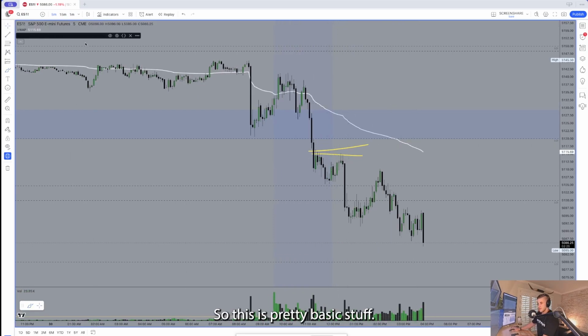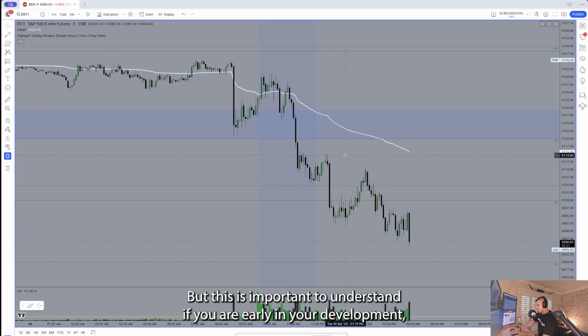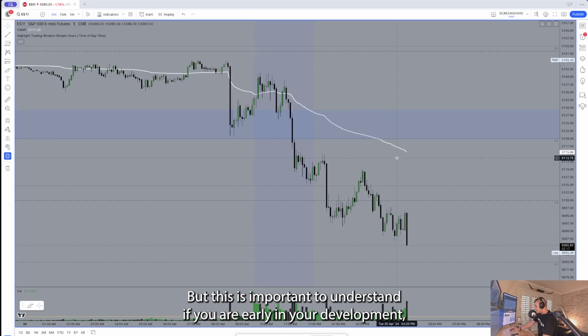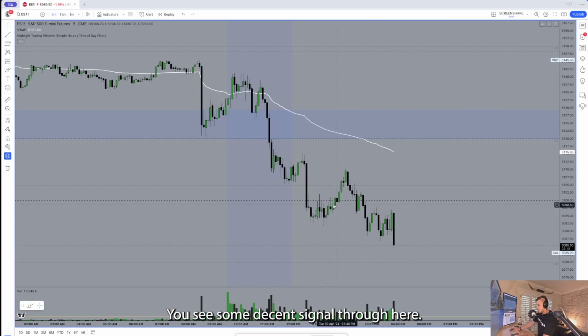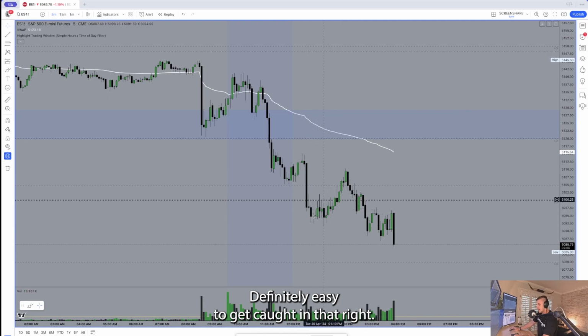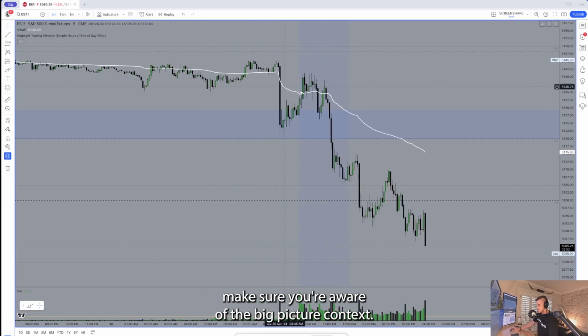So this is pretty basic stuff, probably going to be a review for a lot of you, but this is important to understand. If you are early in your development, in those first few years, it can be easy to have blinders on, focusing on this intraday action. You see some decent signal through here. Definitely easy to get caught in that, right? So just make sure you're aware of the big picture context.